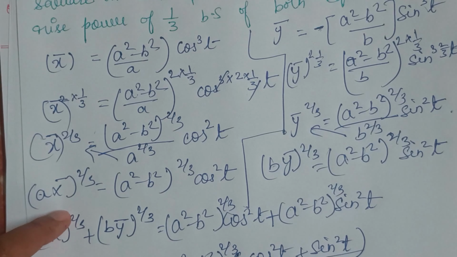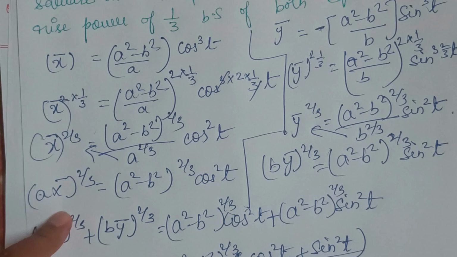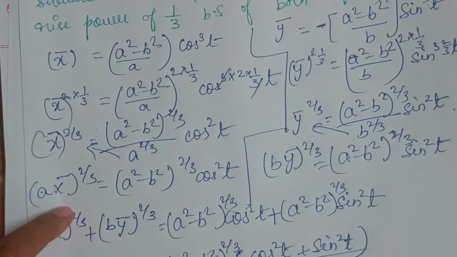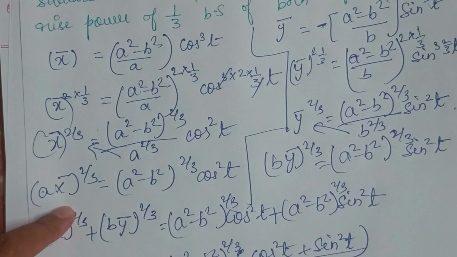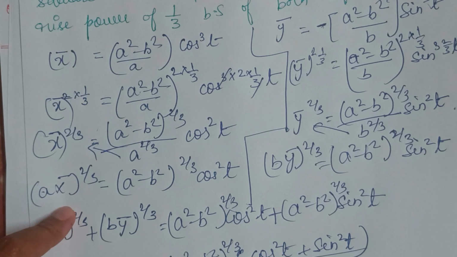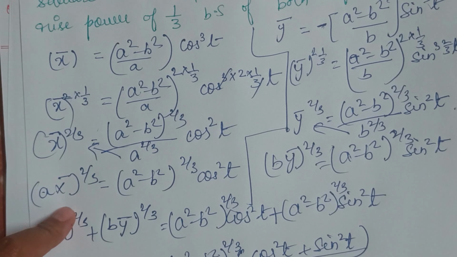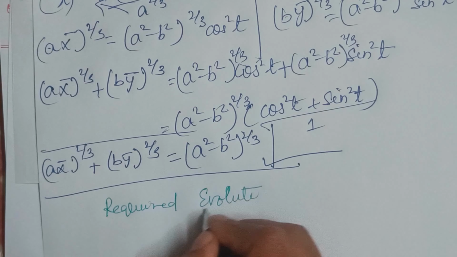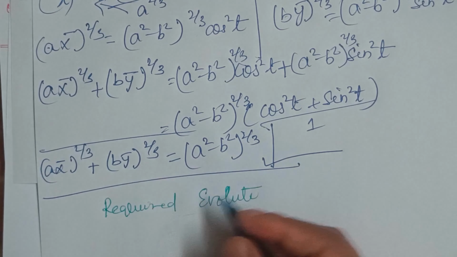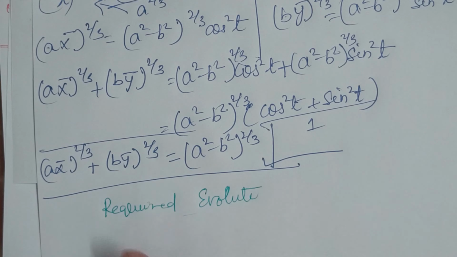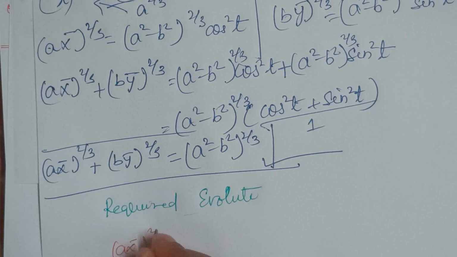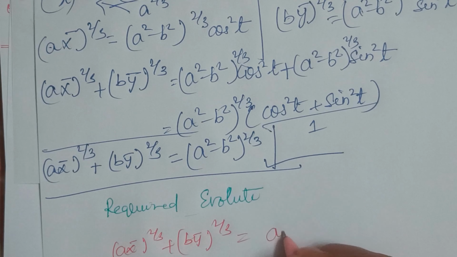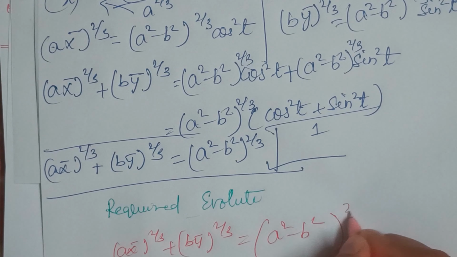So this is the required evolute. I will rewrite this in the red pen, so it will be colorful. A x bar to the power 2 by 3 plus b y bar to the power 2 by 3 is equal to a square minus b square whole to the power 2 by 3.